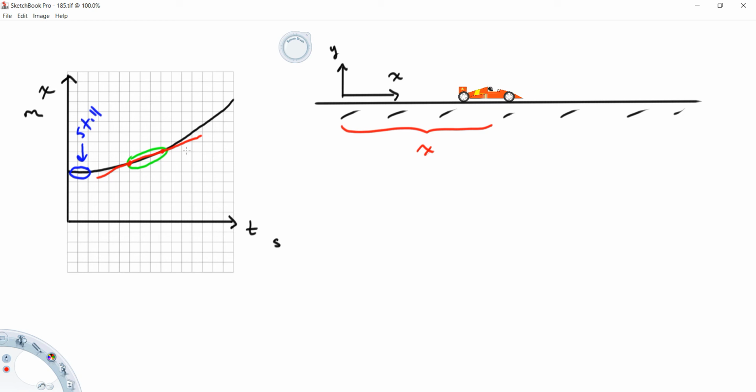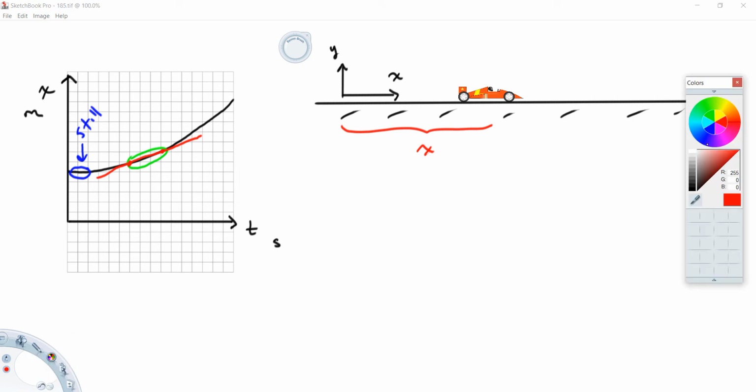For now, our position graph has some slope. The car's moving to the right. Also notice the slope is positive. That means that x is increasing and the car, again, is moving to the right. Let's look at a couple more points, and let me use a different color here. Let's look at this region here.